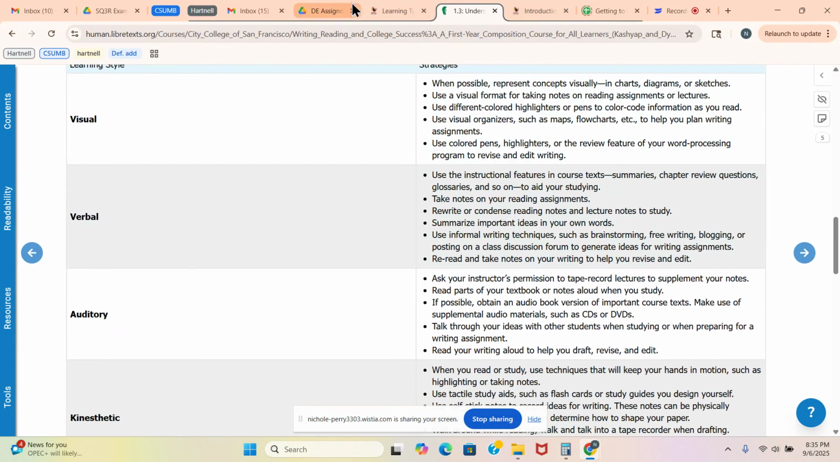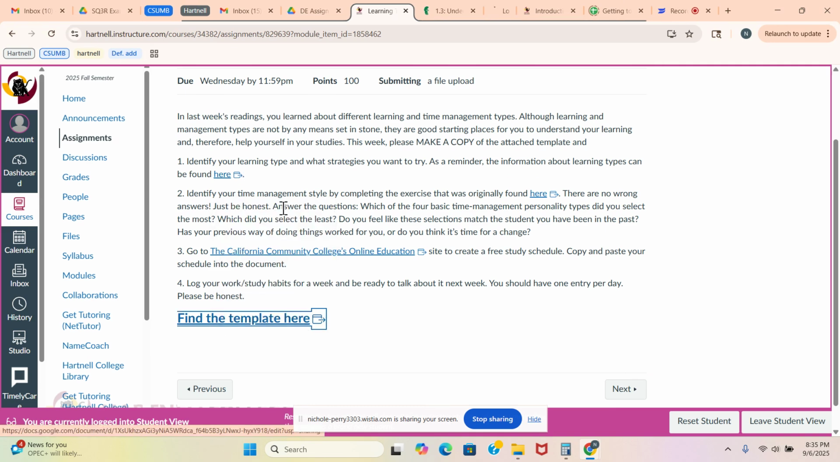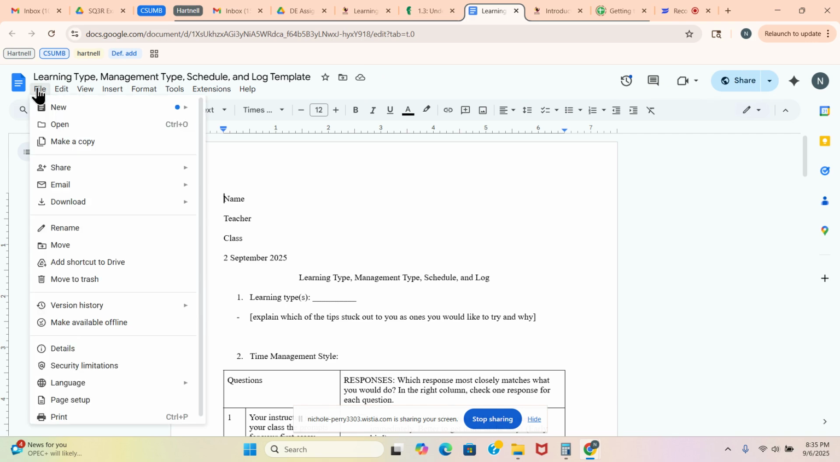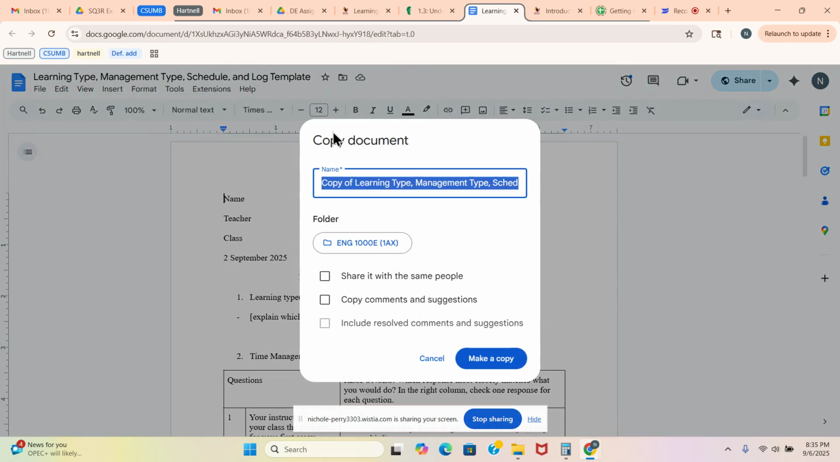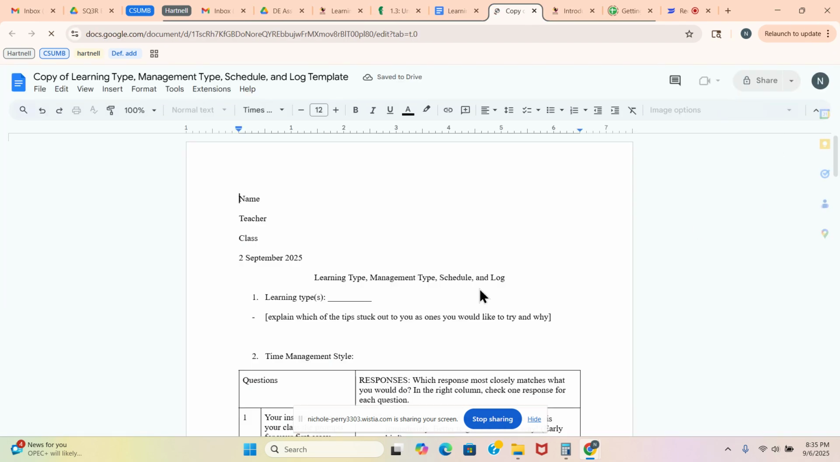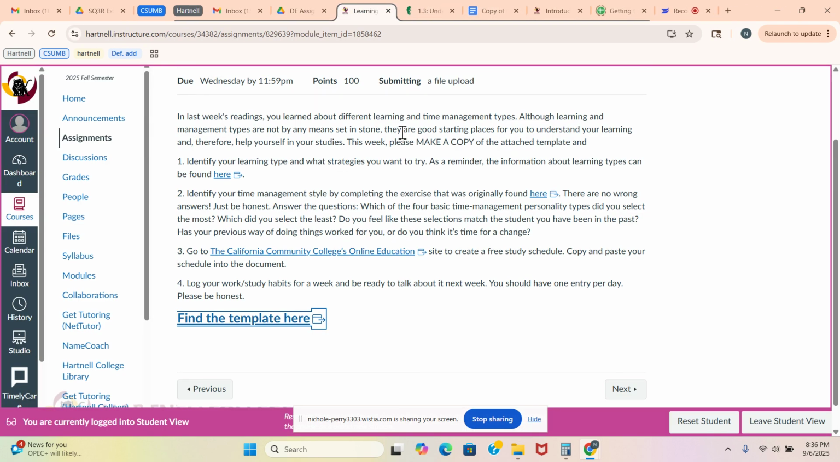And then you would put that, well, first you have to go to the template and then you're going to make a copy. The way you do that is File, make a copy. Then you'll have your name here, teacher, class, and then the due date. So learning type, let's say that I'm visual.